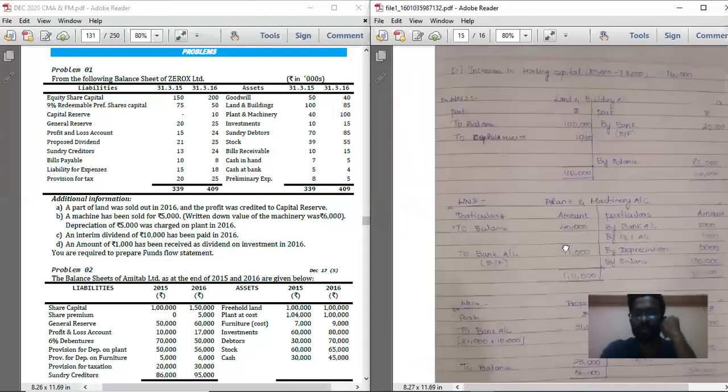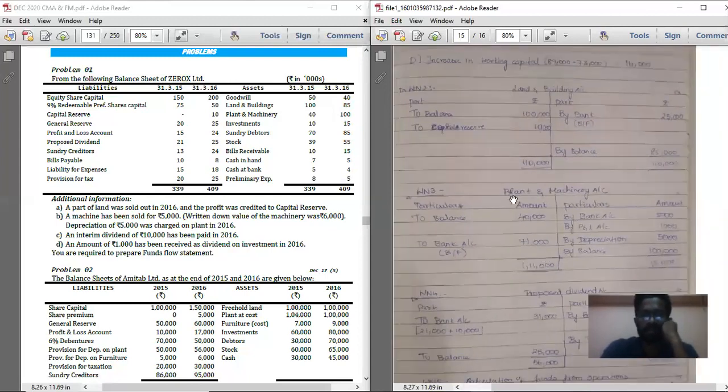Come to the working notes. Below that, record. See here, first we calculated the increase or decrease in working capital. Second, what is the additional information they have given? Land and building. So we should calculate a separate account. We should open the land and building account so that we can find the profit or the sale value of land and building, or if there is any purchase of land and building. So below that, working note number 2.